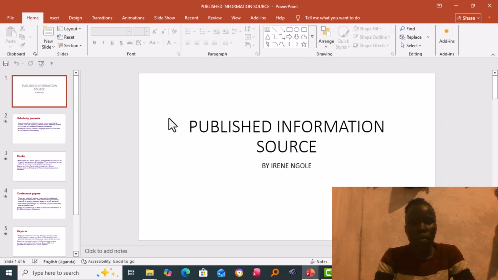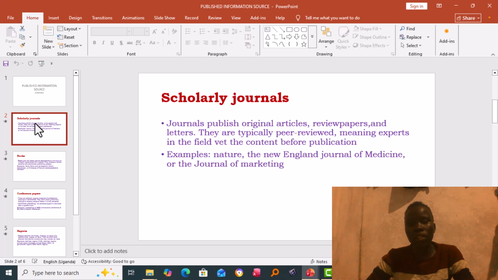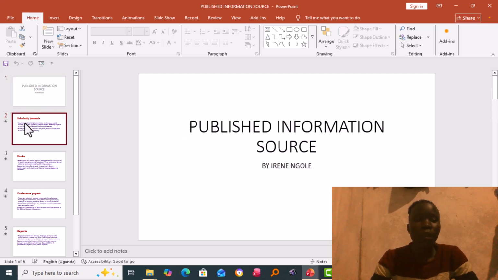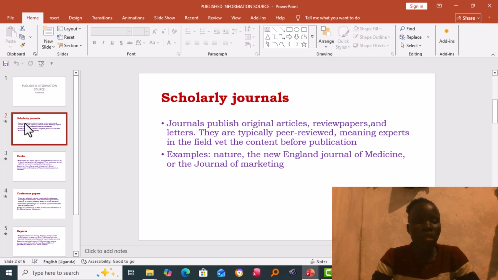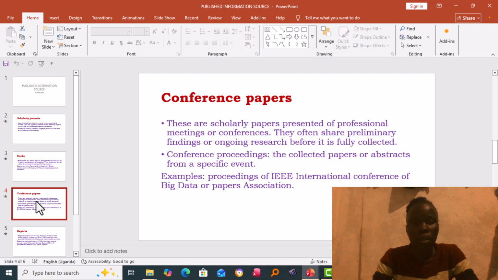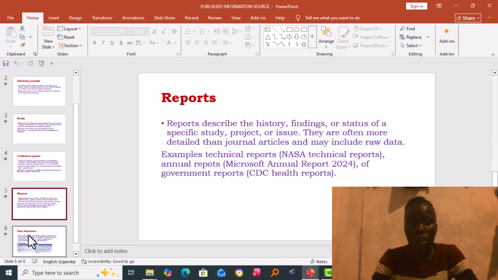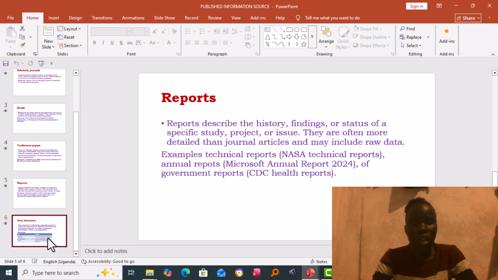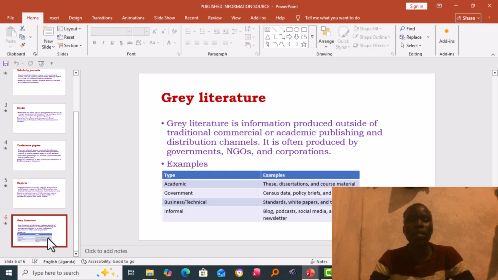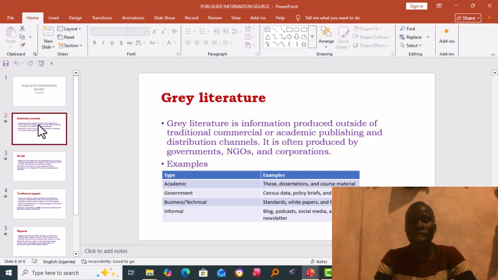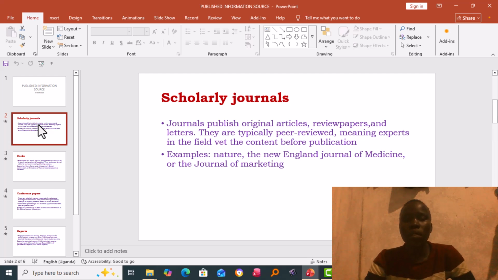As you can see here, friends, I have published information sources. And what are published information sources? Journals publish original articles and review papers. We have different published information sources: the scholarly journals, the books, conference papers, reports, and the grey literature itself. We are going to look at them one by one. Let us start with the scholarly journals.